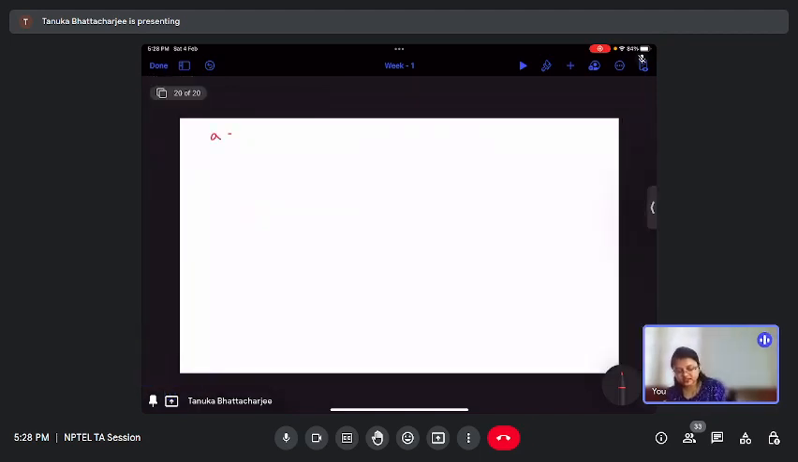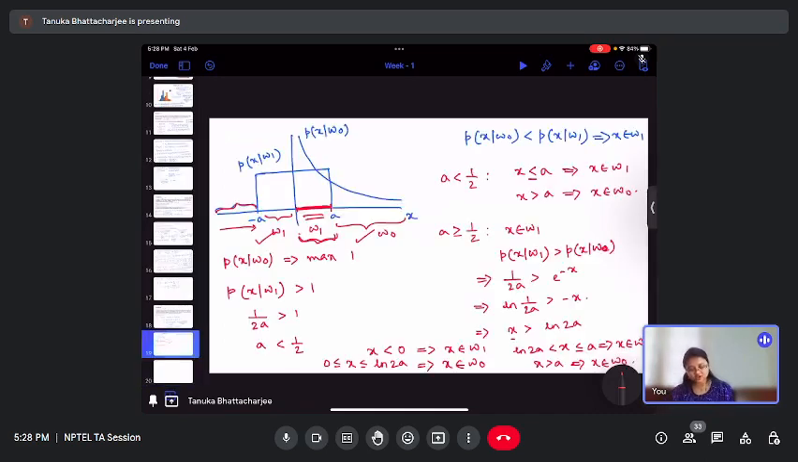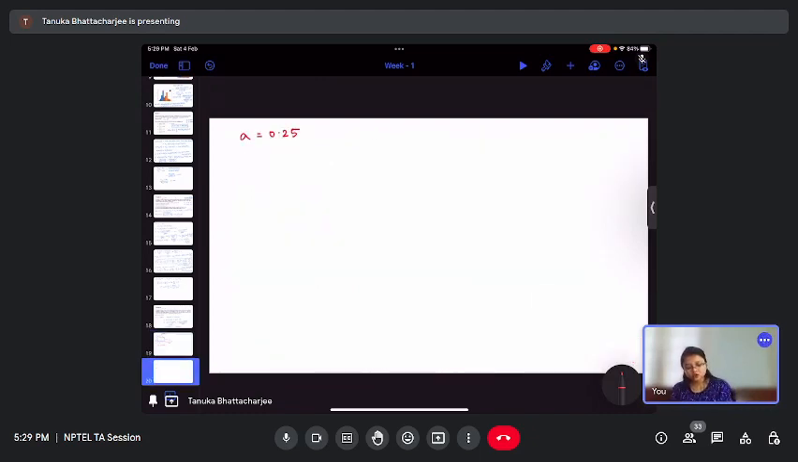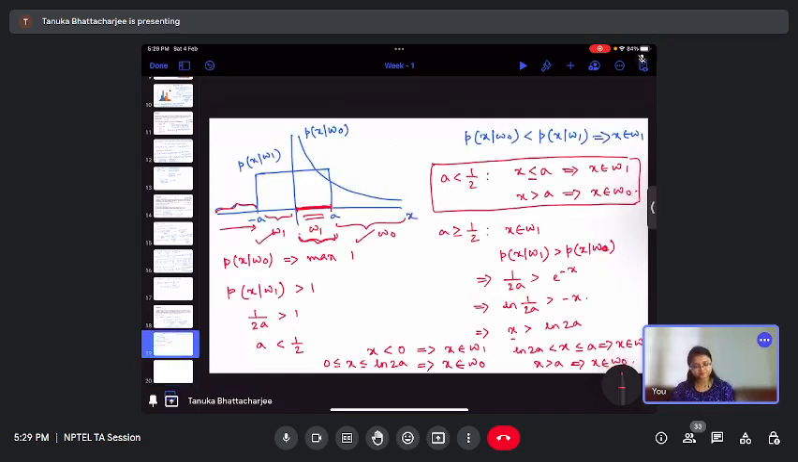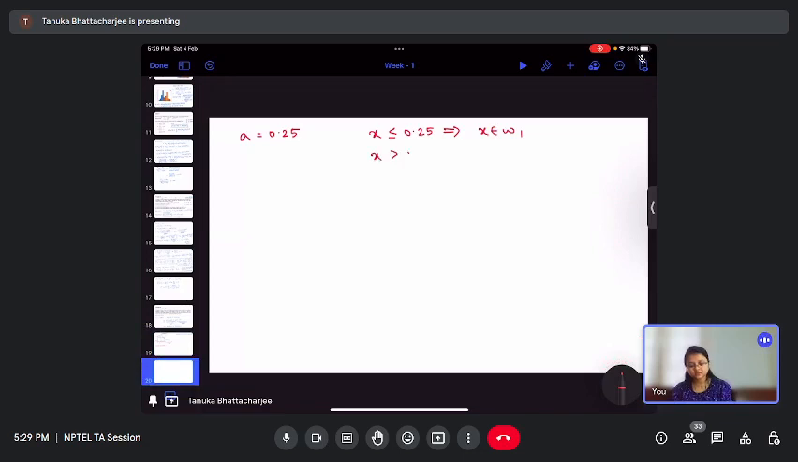So, we are given a equal to 0.25, which is less than half. So, what is our classifier? Our classifier is this one. So, if x is less than or equal to 0.25, you assign it to class omega 1. If it is greater than 0.25, you assign it to class omega 0. So, x less than or equal to 0.25, you assign x to class omega 1, x greater than 0.25, you assign it to class omega 0.